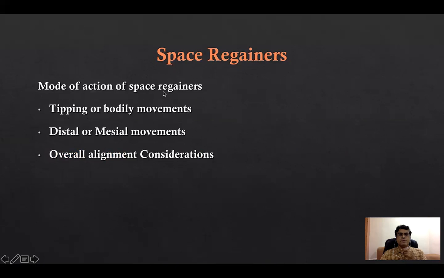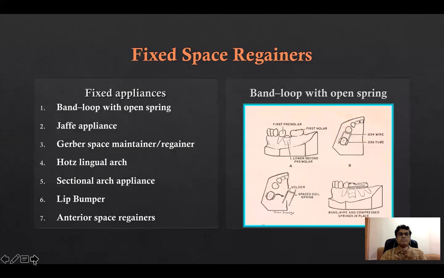The mode of action of space regainers are tipping or bodily movement of the teeth which moved into the space, and distal or mesial movements, and overall alignment considerations. The fixed space regainers are band and loop with open spring. These are the appliances: Jeffy appliance, Gerber space maintainer or regainer, Hod's lingual arch, sectional arch appliance, lip bumper, anterior space regainers.